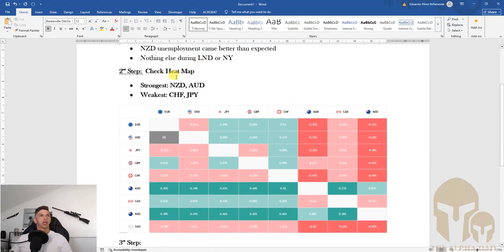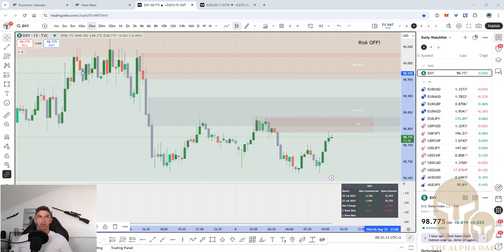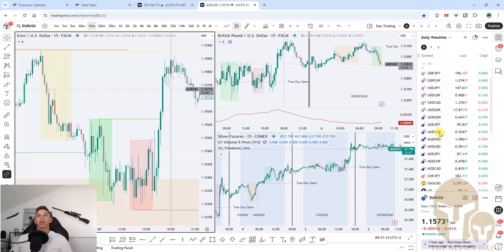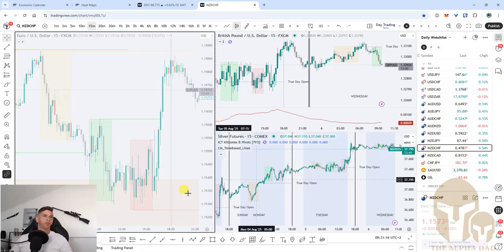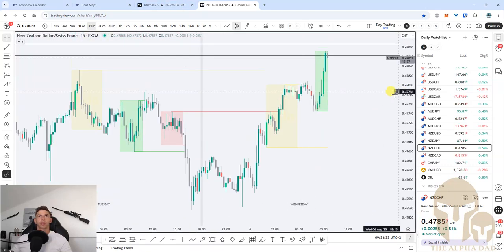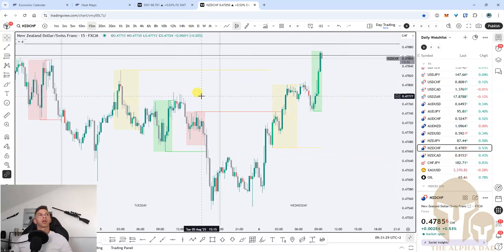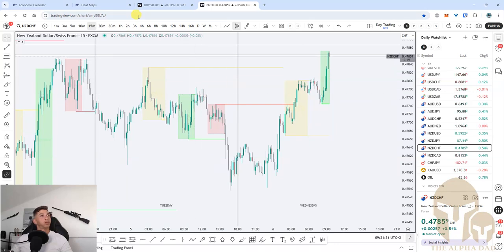Okay, now let's check the charts of these combinations, right? NCD CHF, AUD CHF, NCD JPY, AUD JPY. Let's see which one is the strongest. The strongest is the NCD, right? And the weakest is the CHF. If we find a trade there, no need to go on to any other chart. Okay, so let's go here. NCD CHF. All right. Interesting.